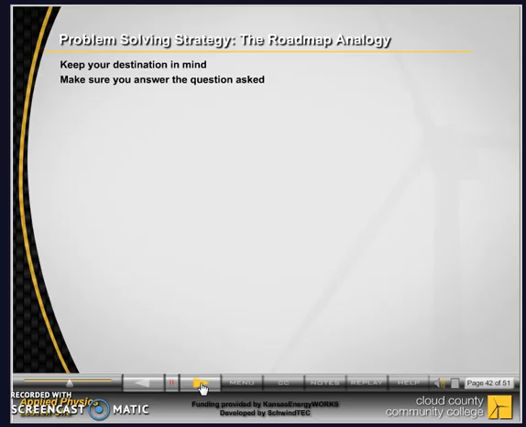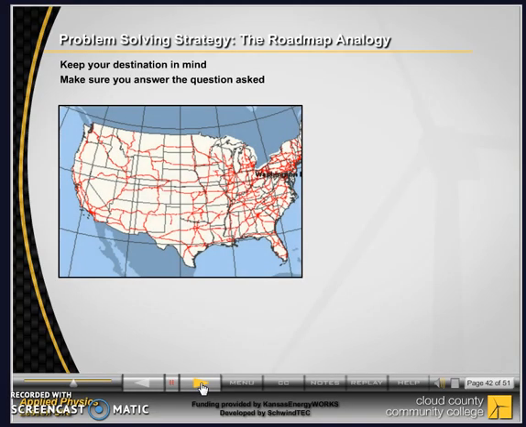Consider this. If you were told to drive to Exeter, Nebraska, the first thing you would do is get a map, figure out where you were on the map and where you need to go to. Then you would go about trying to plot a course between your two points. You would always want to keep your destination in mind so that you didn't miss your exit and become hopelessly lost. The same is true for solving problems.